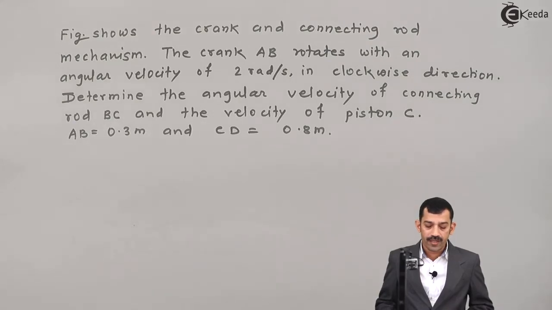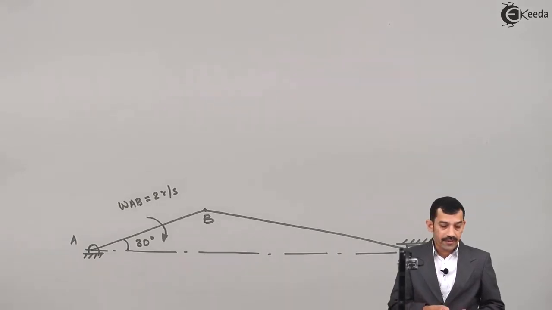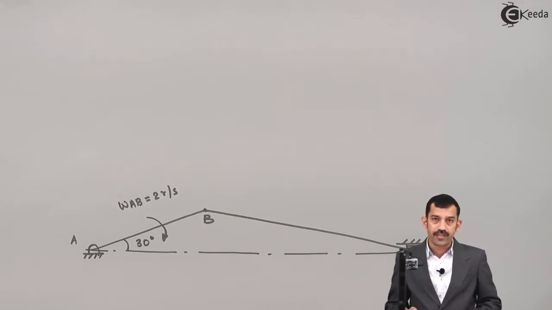Lengths are given. Length AB is given as 0.3 meter and length BC equal to 0.8 meter. The figure of this crank and connecting rod mechanism is given on the next page. Just see. In this figure, AB represents the crank, which rotates in clockwise direction as given in the problem, and piston C has to slide in horizontal direction only.